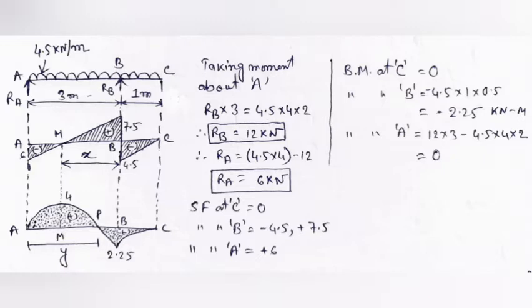From there we get RB equals 12 kilonewton, and from the rules we know RA plus RB equals 4.5 into 4. So RA equals 6 kilonewton. Now we will go for the shear force diagram.